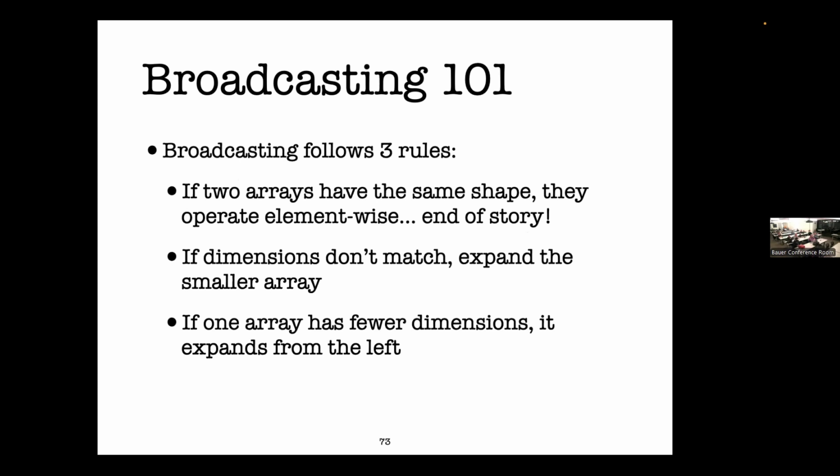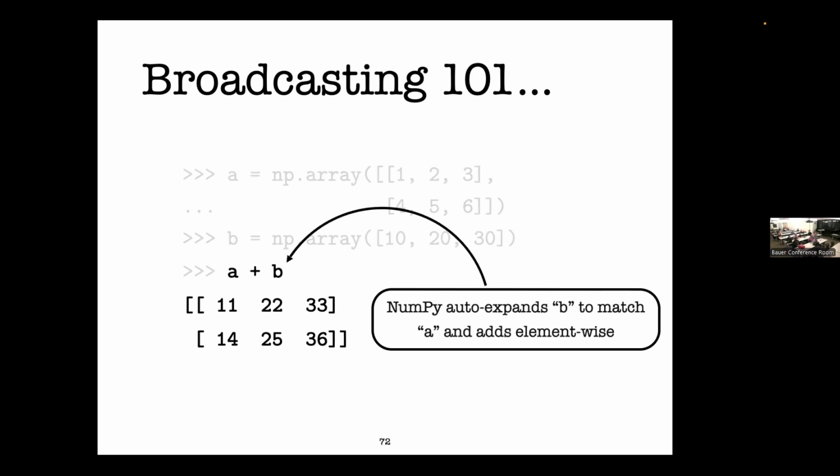So broadcasting follows 3 main rules. If the 2 arrays are the same size, same shape, they would do whatever they want to do. End of story, you don't have to do anything else. If the dimensions don't match, then you work with the smaller array, so you expand that thing. And when you expand it, you expand from the left-hand side. So these are core principles that you have to follow. And this is important because that's how the implementation has been written in NumPy and in XsNumPy, that you have to work from left to right and everything.